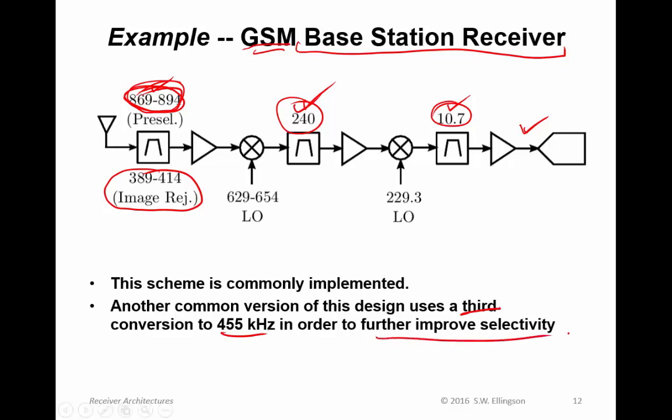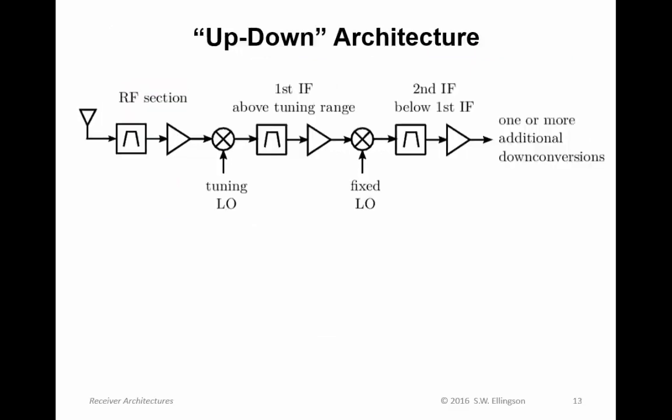So very, very high performance GSM receiver might have 3 conversions: 240, then 10.7, and then 455 kilohertz, again to spread all that gain out over 4 different stages and to achieve the best possible management of all the spurious products that might result.